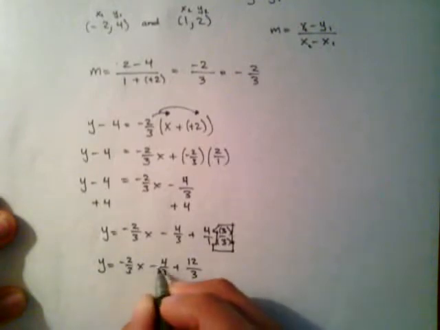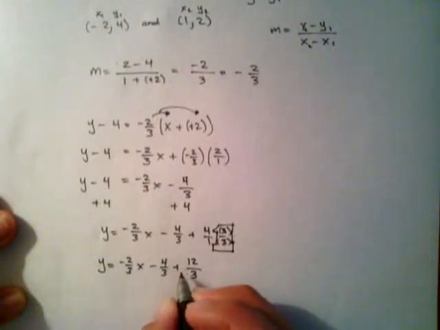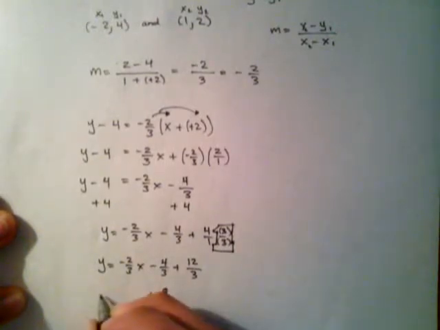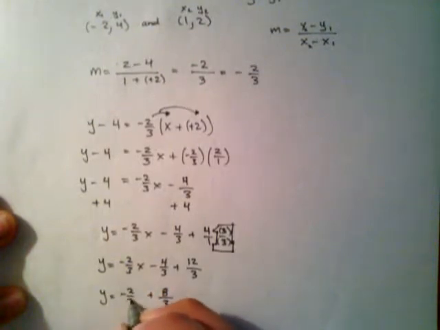And now we're able to combine these two terms. -4 plus 12, that gives us 8. It's a positive over 3. And we have y is equal to -2/3 x plus 8/3.